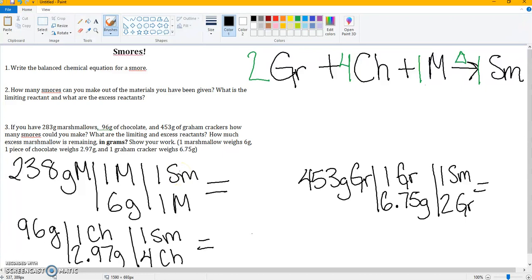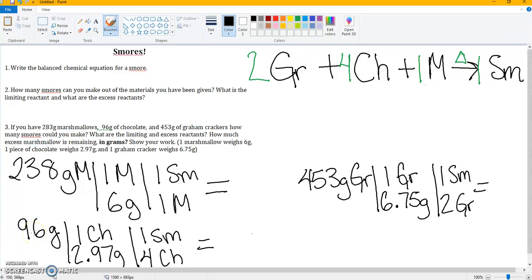So hopefully you're seeing a pattern here. It's just like chemistry. I had to get grams into moles because that's what related my recipe together. And then once I was in my recipe, I could go back and forth between the different substances. Okay? So I did the same thing with the chocolates.